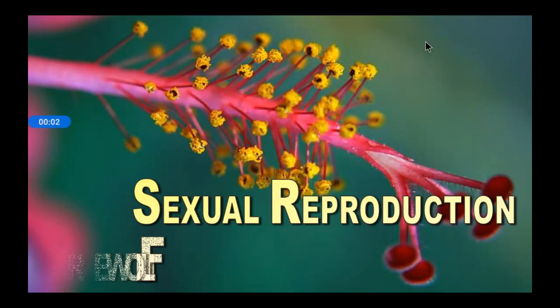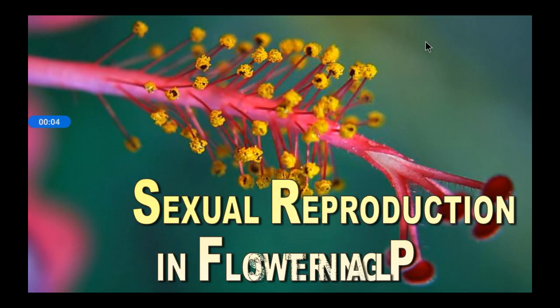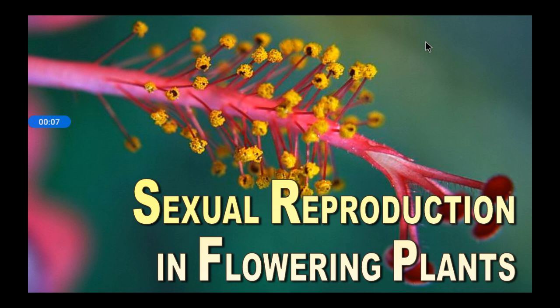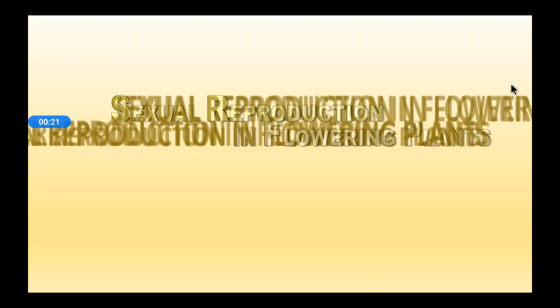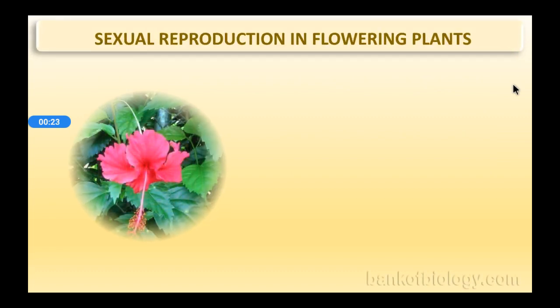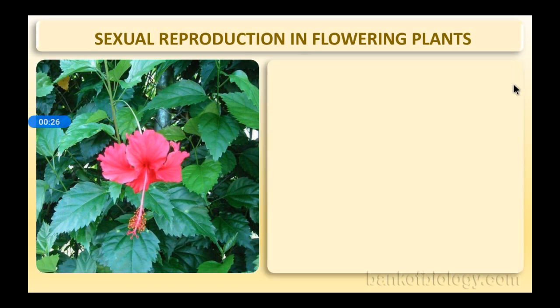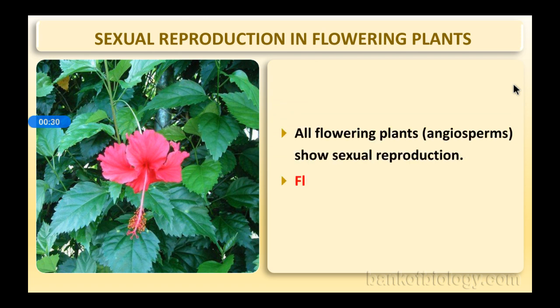Students, in this PPT video, we are going to learn lesson 2, sexual reproduction in flowering plants, the introduction. You all know that all flowering plants show sexual reproduction, and flowering plants means the angiosperms. So, let me ask you a question. Which is the reproductive organ of a plant? Yes, it is the flower. All flowering plants, or the angiosperms, show sexual reproduction, and the flowers are the site of sexual reproduction.